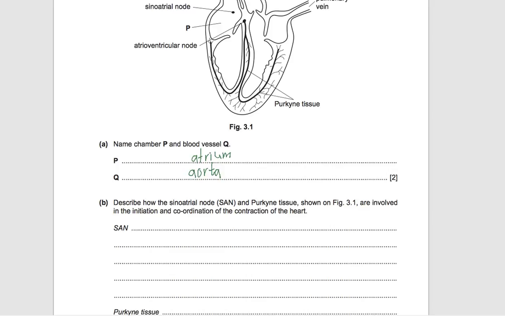So firstly, it brings about the contraction of the atria, and once the impulse reaches the atrioventricular node, there's a delay in sending the impulse around to the rest of the heart, so down into the ventricles, and this is to make sure that the atria have had a chance to fully contract before the ventricles do, so that the flow of blood is as efficient as possible.